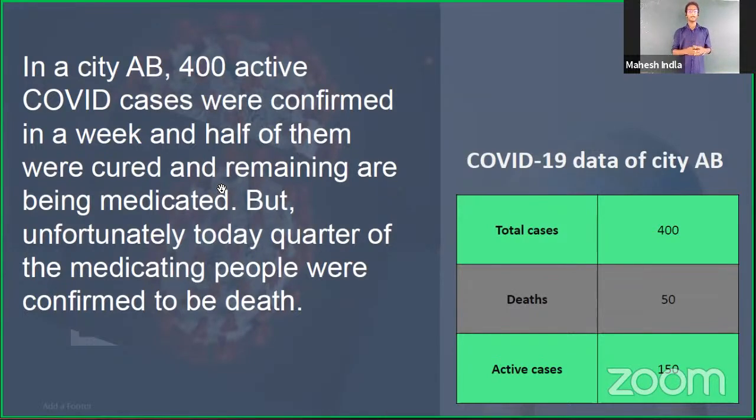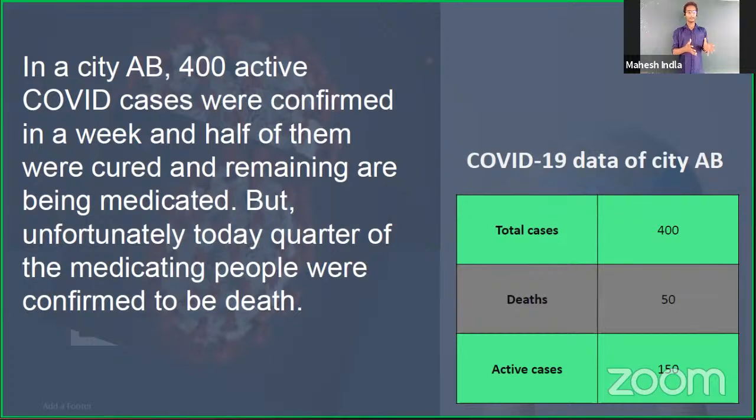So here we have some information about the COVID-19 patients in the city AB. From this statement, we can know the active corona cases in the city AB and the deaths confirmed today. And we can also know how many people have been cured or how many people are being medicated now. So this is the statement that is offering us some information about the city AB.